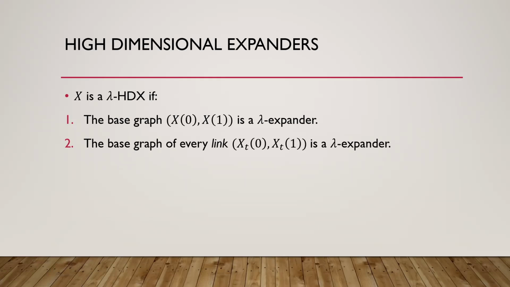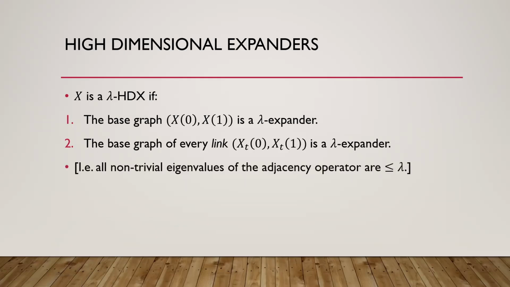So for example, in a 2-dimensional simplicial complex with vertices, edges, and triangles, we'd like the base graph to be an expander and the links of vertices to be expanders. Also here, maybe I'll just remind you, when I say a lambda expander, we mean a lambda one-sided spectral expander. All the eigenvalues except the trivial ones are bounded from above by lambda. And as Max told us yesterday, this is a measure of very robust connectivity of these respective graphs.